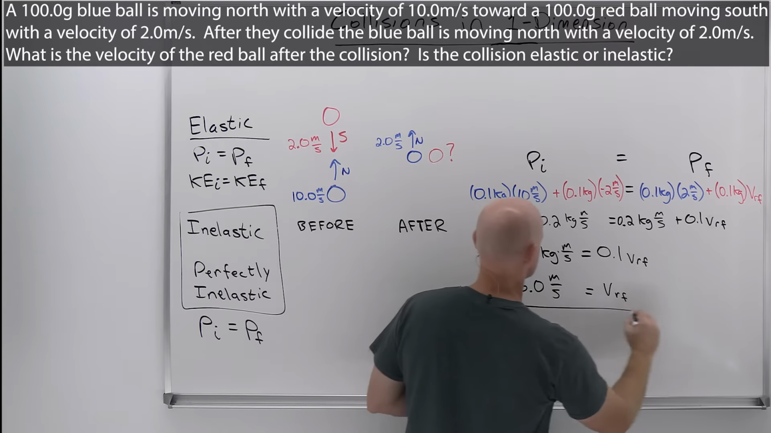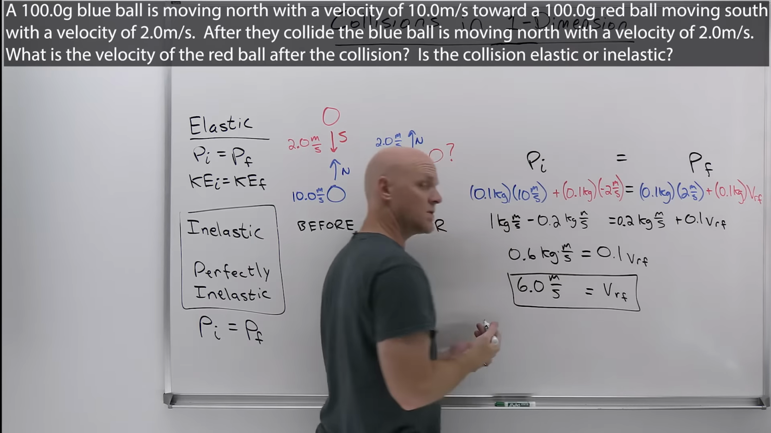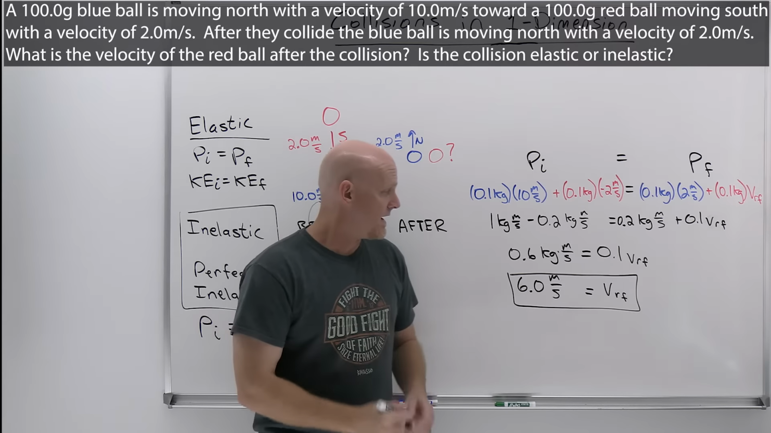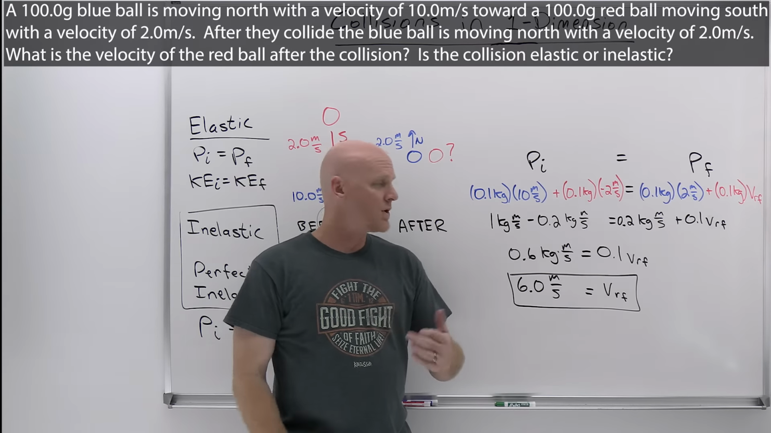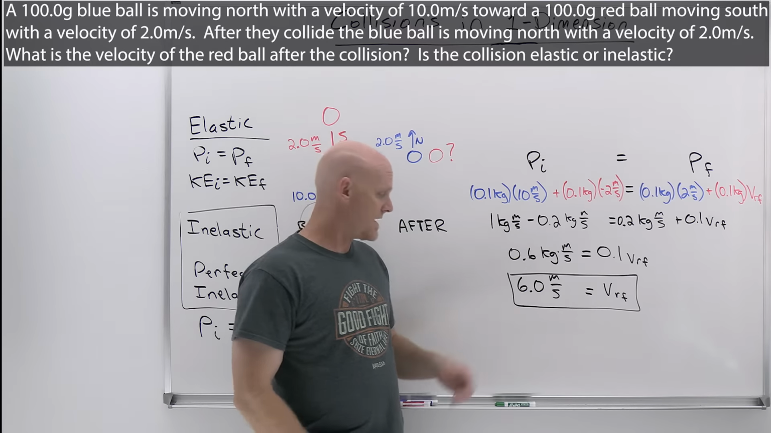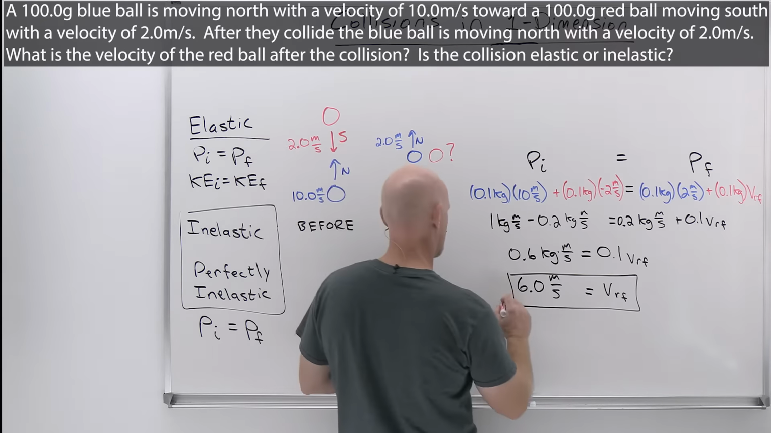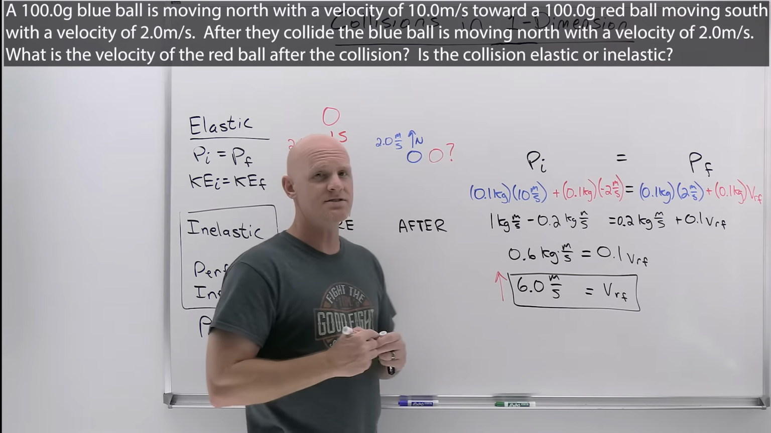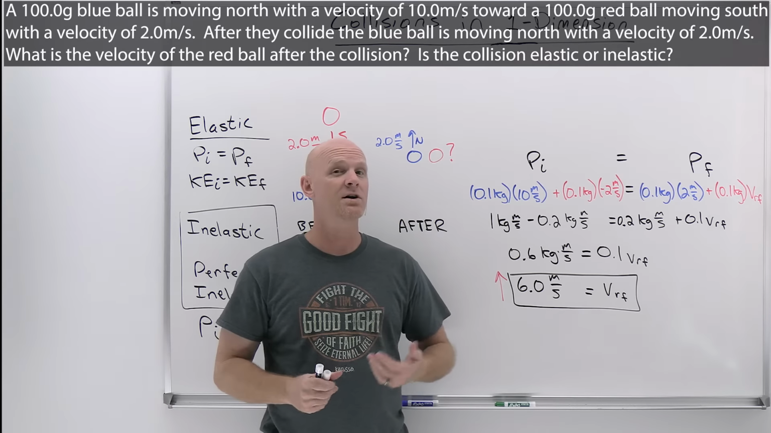meters per second. We want 2 sig figs. It comes out to exactly 6, so we'll write it as 6.0. And there's your velocity of your red ball. Cool, and because it came out positive, that means it is in the northward direction. So the velocity is technically 6.0 meters per second north.